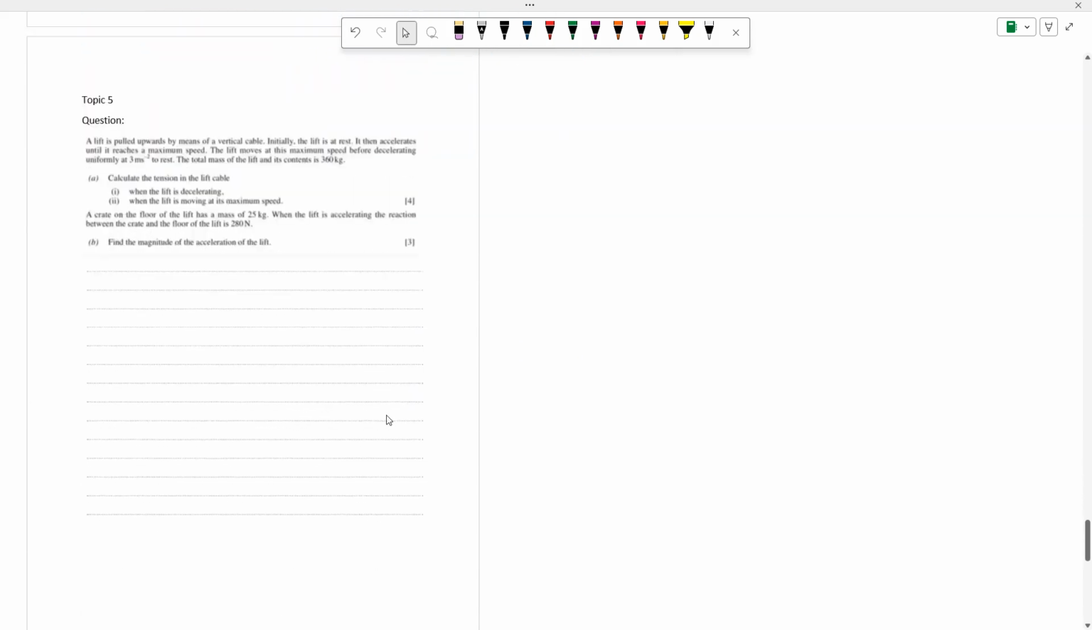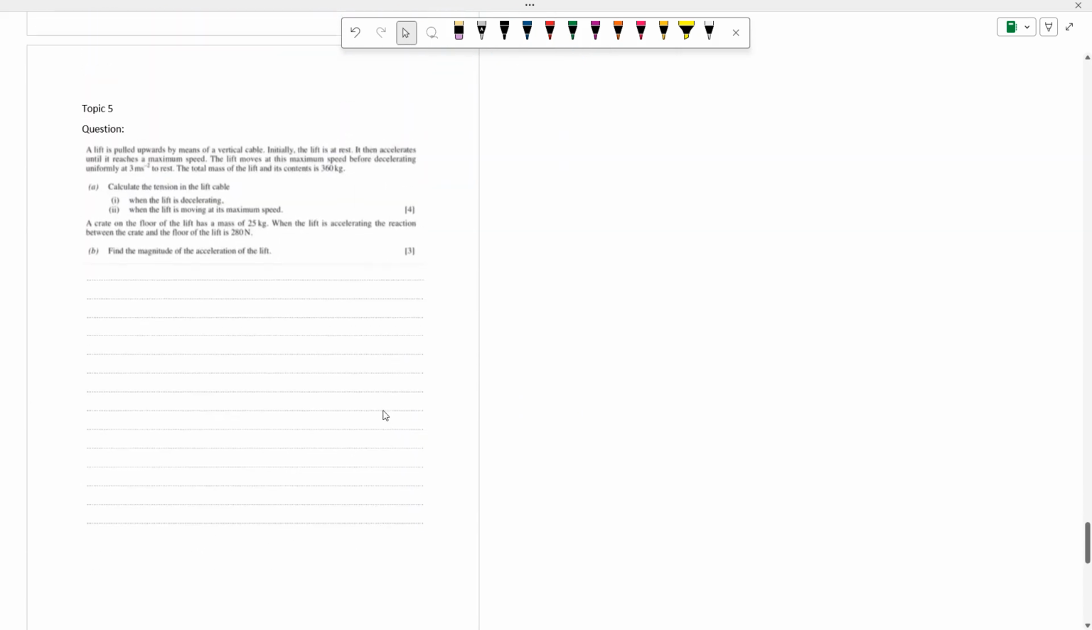Okay, so for the last question, I've got a lift. It's pulled upwards by a vertical cable. So let me draw my lift. There's my lift, there's my cable, and there must be tension in the cable. Initially, the lift is at rest. It then accelerates until it reaches a maximum speed. The lift moves at this maximum speed, then decelerates uniformly at 3 meters per second squared. So decelerates means that's going to be a negative, because it works downwards. The total mass of the lift and contents is 360 kilograms. Calculate the tension in the cable, and I've got 2 parts. The first part is when it's decelerating, and the second part is when it's moving at its maximum speed.